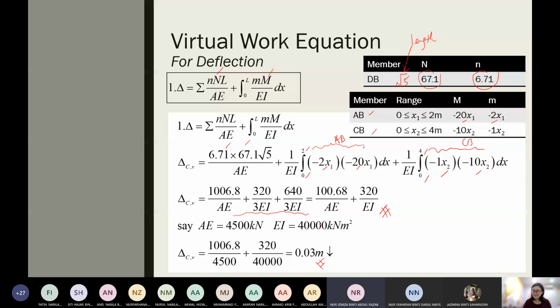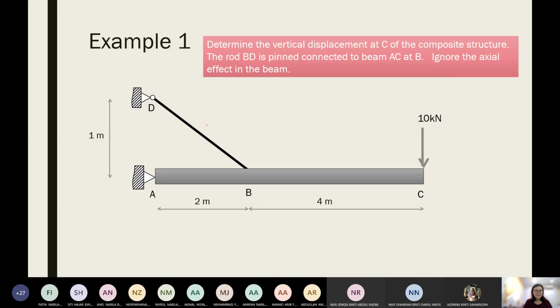Madam, how to find the value L? The L will be the length of this dB. So let's go back to our system. This is the length, the hypotenuse. We have 2, we have 1, right? To get this length, it is the square root of 2 squared plus 1 squared.